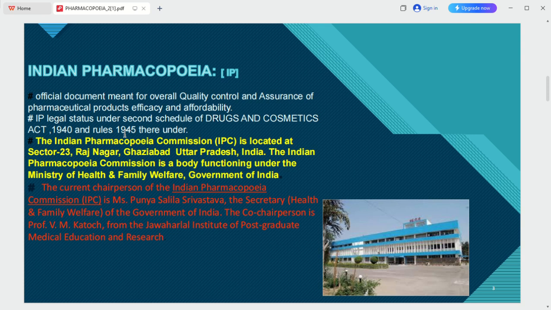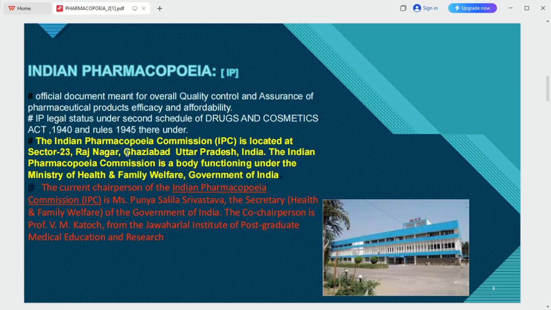It's not an illegal procedure. It's a legal process. Its legal status falls under the Second Schedule of the Drugs and Cosmetics Act. It depends on the Drugs and Cosmetics Act, 1940, and the rules of 1945 thereunder.